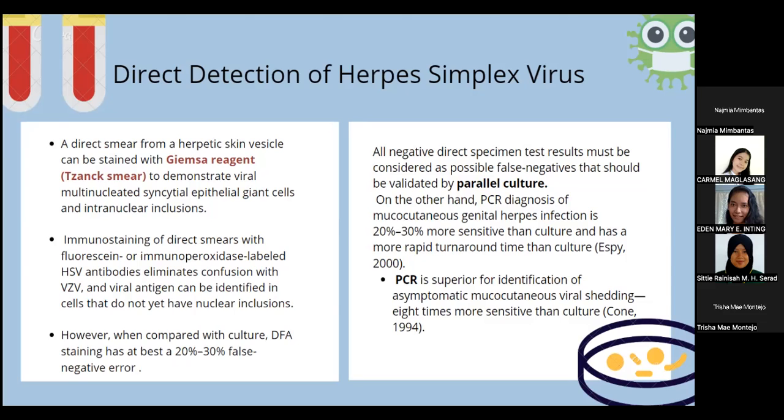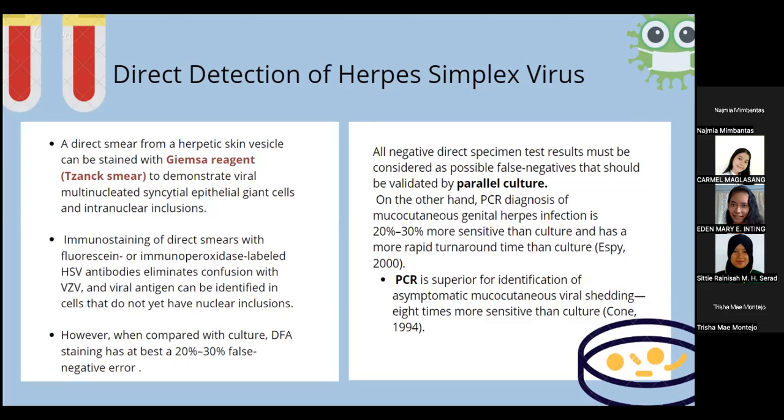And now let's proceed to the direct detection of herpes simplex virus. A direct smear from a herpetic skin vesicle can be stained with the Giemsa reagent to demonstrate viral multinucleated syncytial epithelial giant cells and intranuclear inclusions. However, these inclusions are not specific for HSV. So they are not seen in HSV alone. They could be identical to other kinds of viruses such as chickenpox and shingles. Only 67% of herpetic lesions have a positive Giemsa smear.